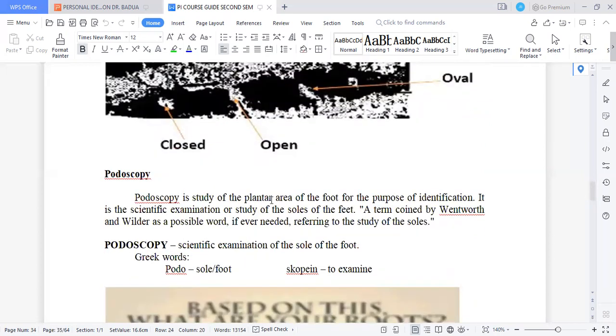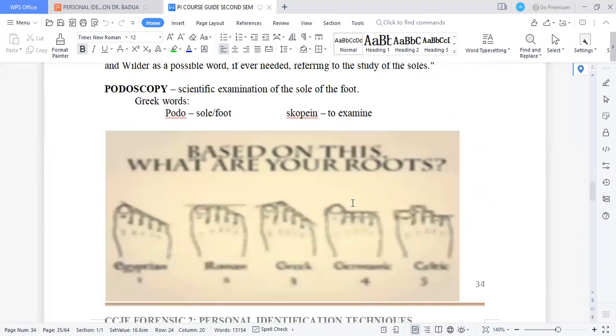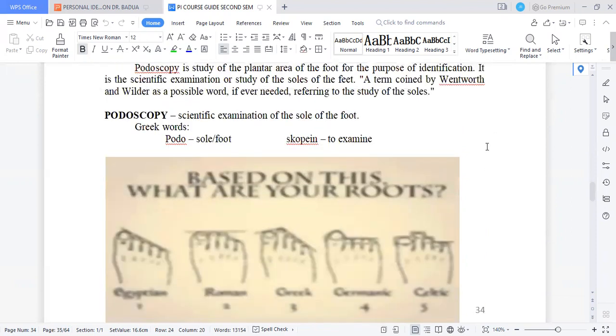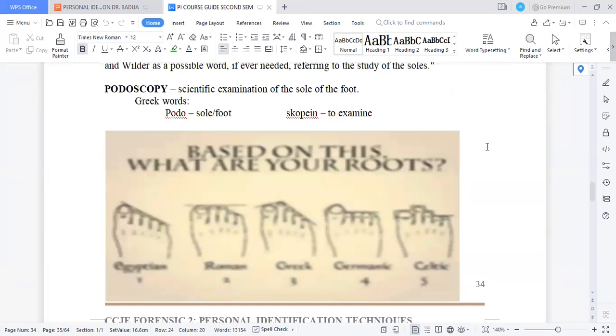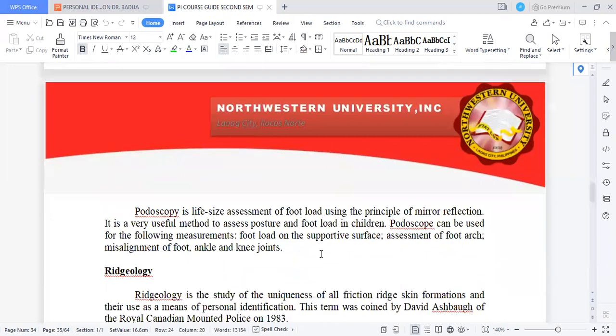So aside from poroscopy, we have what we call podoscopy. It is the scientific examination of the sole of the foot, a study of the plantar area of the foot for purpose of identification. So again, when it comes to foot, we are unique from each other. So you have to select in here the kind or the shape of your foot, sole of the foot. So that is podoscopy.